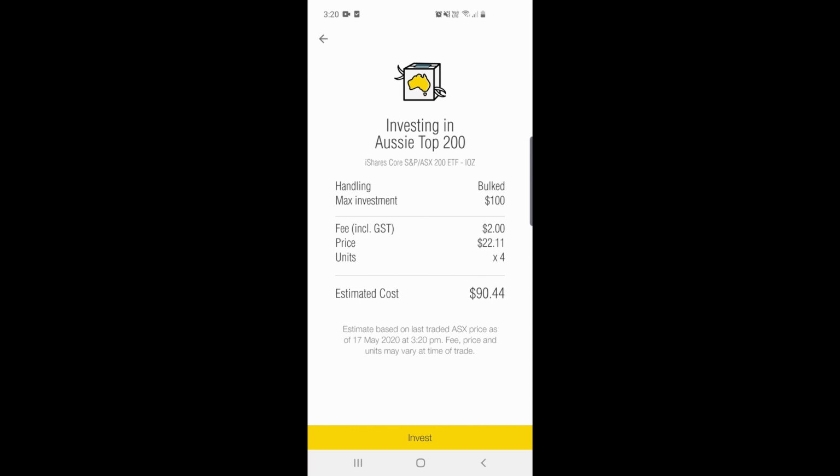So here's a quick little summary before you do the investment. You got a maximum investment of my $100, fee only $2, priced at $22.11, unless the stock market price goes up as soon as it opens, with the purchase of 4 units. So total cost was going to be around about $90.44. And you just go ahead and click invest.